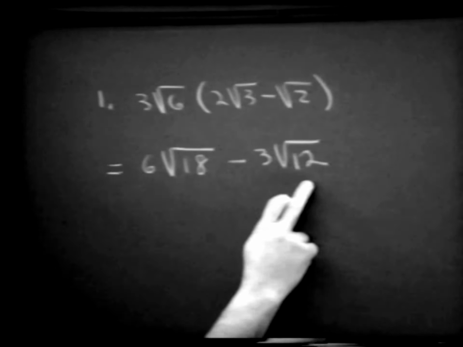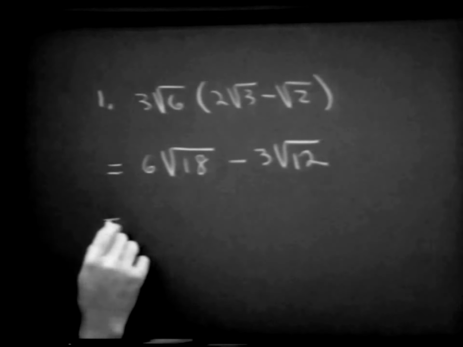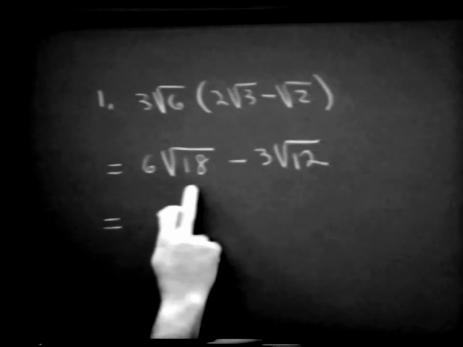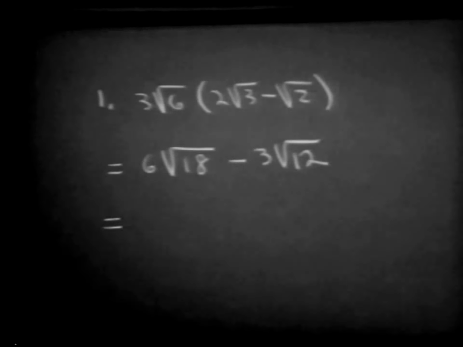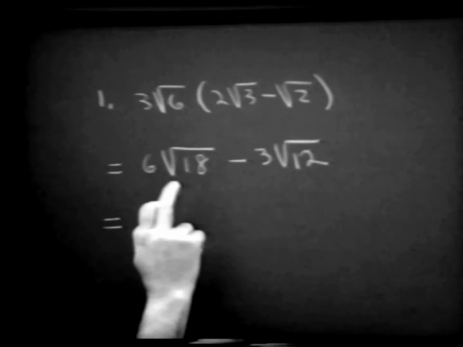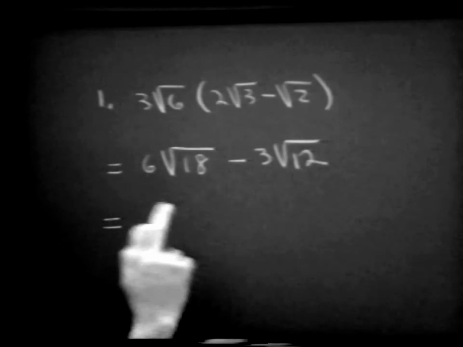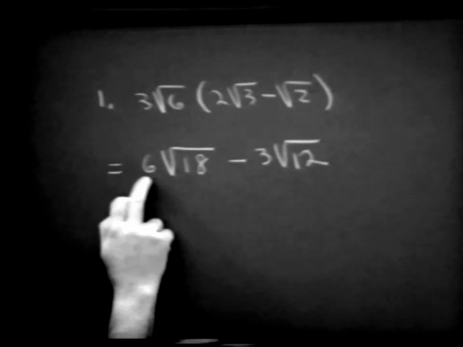Now this certainly would be one approach in doing this problem. But notice now here we have the square root of 18, and there might be a perfect square in there. In fact, there is, Steve. 18 is 9 times 2. And the square root of 9 is 3. 3 times 6 is 18 root 2, 18 times the square root of 2.